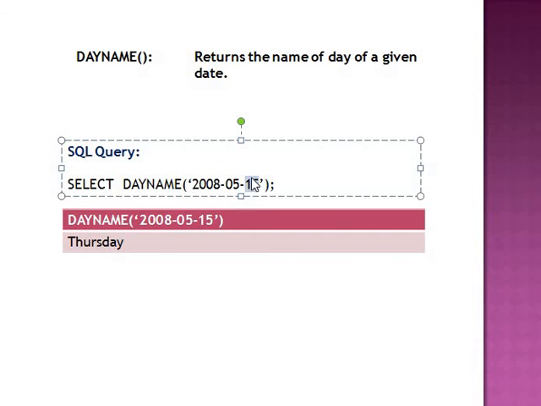This is because the day 15 of the month 5 and year 2008 is Thursday. So the DAYNAME function returns the name of the day, which is Thursday, for the day 15 of the year 2008 and month 5.